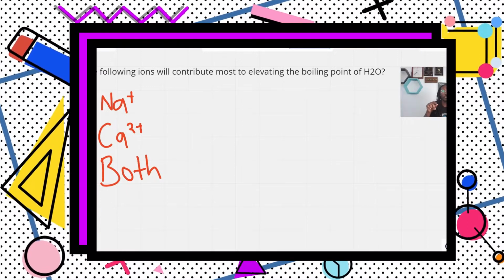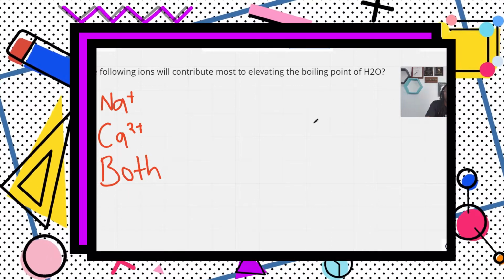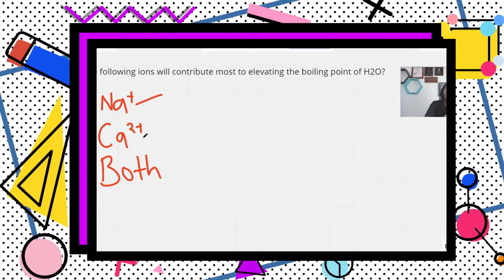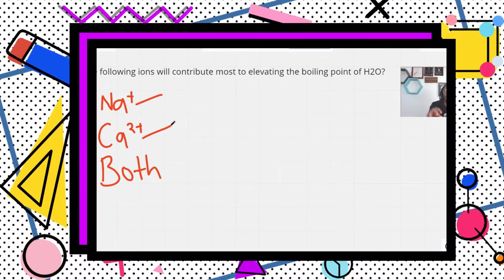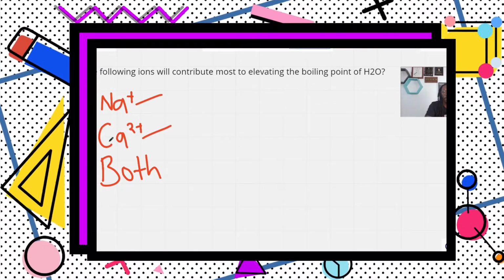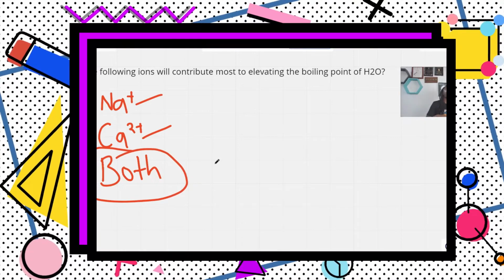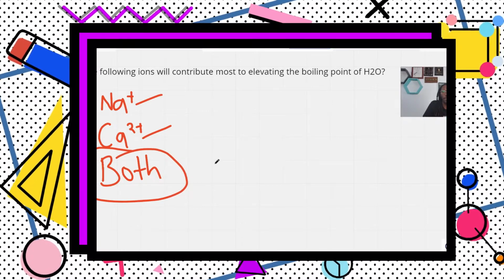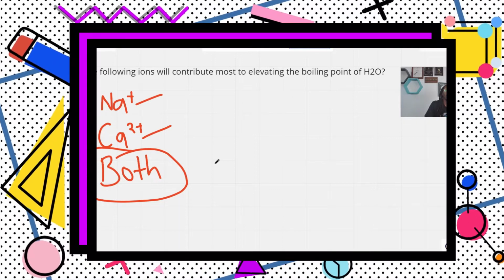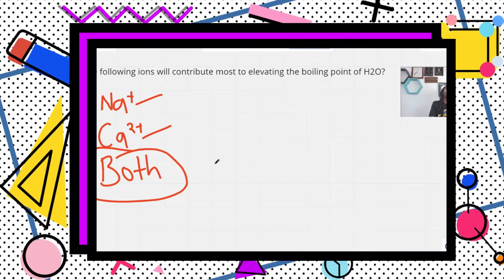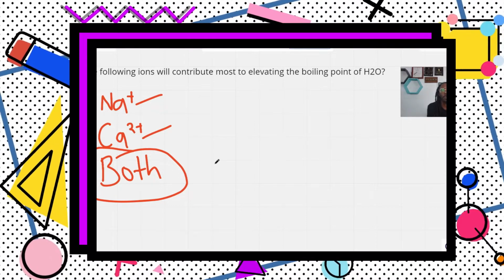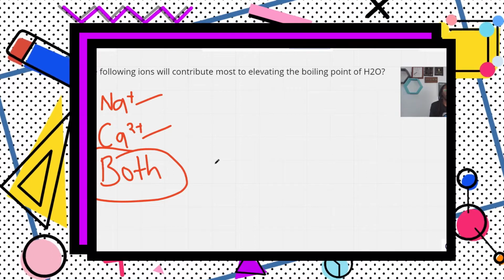So, which of the following ions will contribute most to elevating the boiling point of water? It doesn't matter if it's sodium or calcium. It's about the amount that we put in. And since there is no specific amount stated here, it's actually both. They can both contribute to elevating the boiling point of water. All right? Trick question here. So if you got this one right, shout out to you, because you understand colligative properties. If not, it's okay.